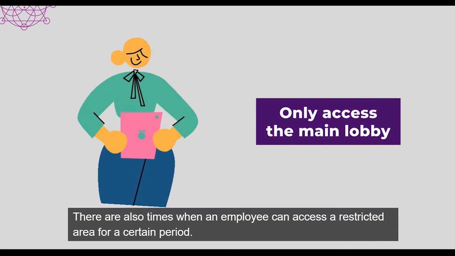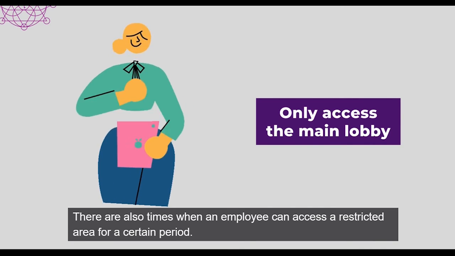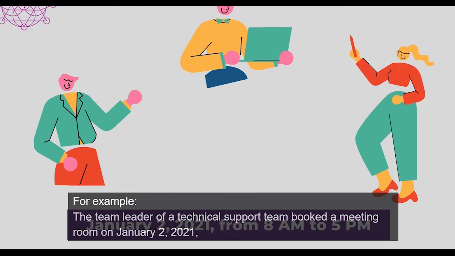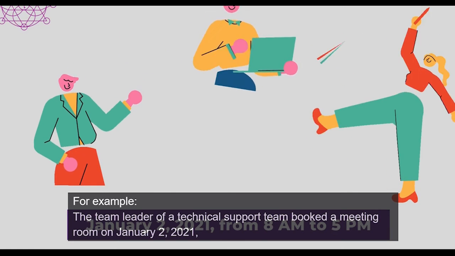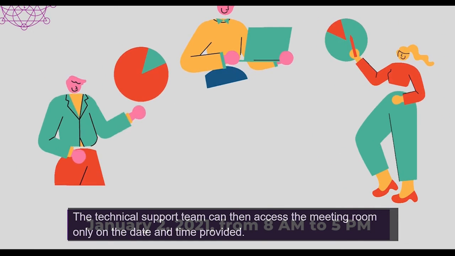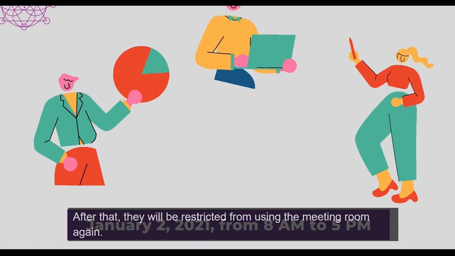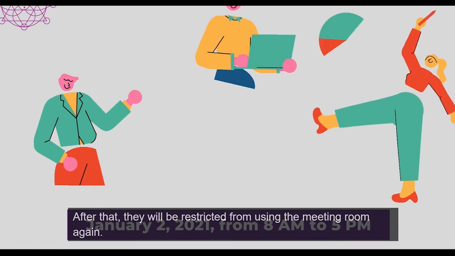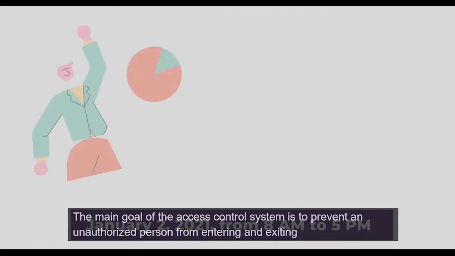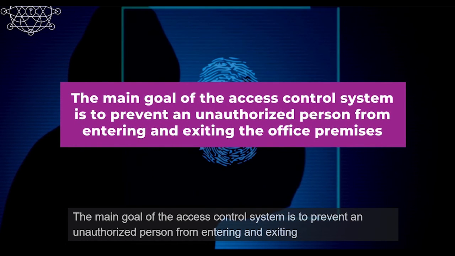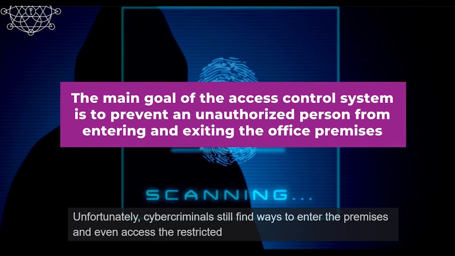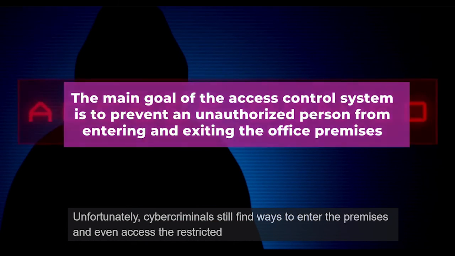There are also times when an employee can access a restricted area for a certain period. For example, the team leader of a technical support team booked a meeting room on January 2nd, 2021 from 8 a.m. to 5 p.m. The technical support team can then access the meeting room only on the date and time provided. After that, they will be restricted from using the meeting room again. The main goal of the access control system is to prevent an unauthorized person from entering and exiting the office premises.